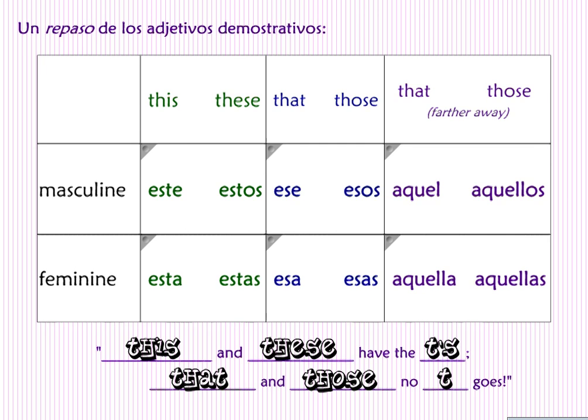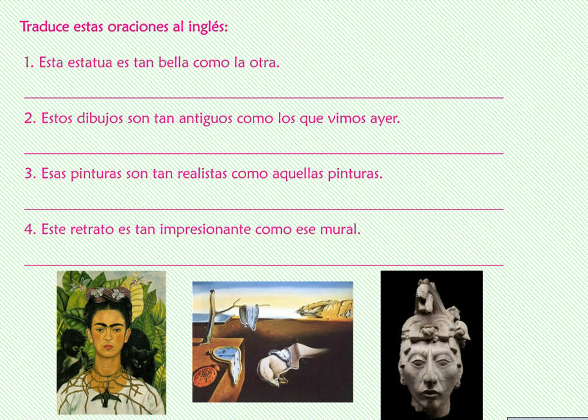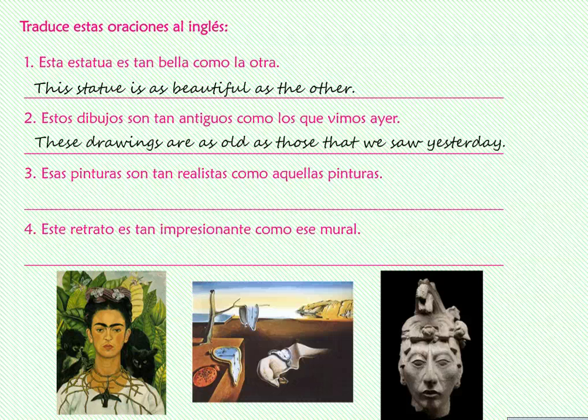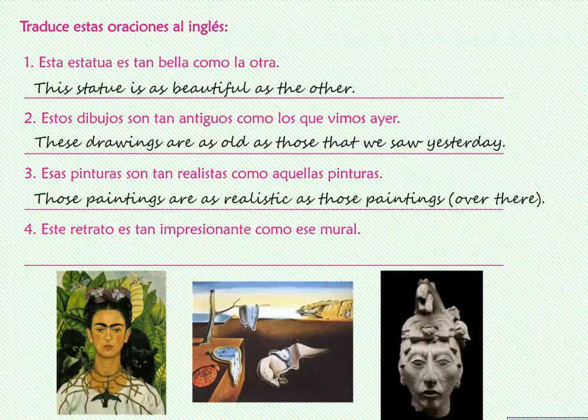In the first example here, how would you translate esta estatua? This and these have the T's, so this statue. Exactamente. Now let's pause the video again to give you time to translate the rest of these sentences. How did you do, Frida? Let's go through them together. This statue is as beautiful as the other. These drawings are as old as those that we saw yesterday. Those paintings are as realistic as those paintings over there. This portrait is as impressive as that mural. Actually, these weren't so bad. I got most of them right, even though I wasn't 100% sure on some of them.